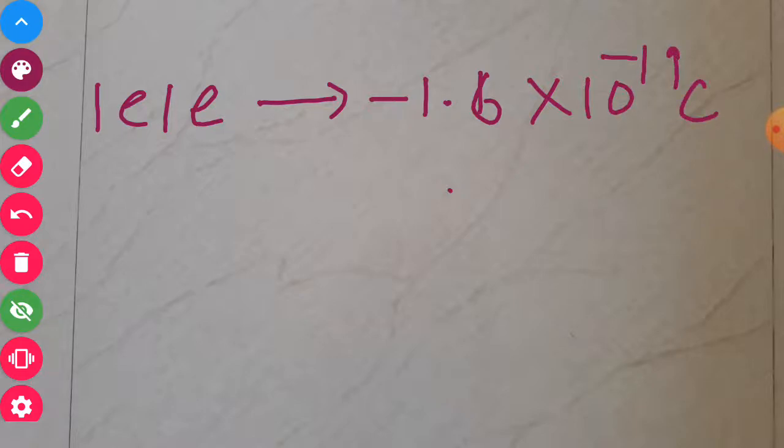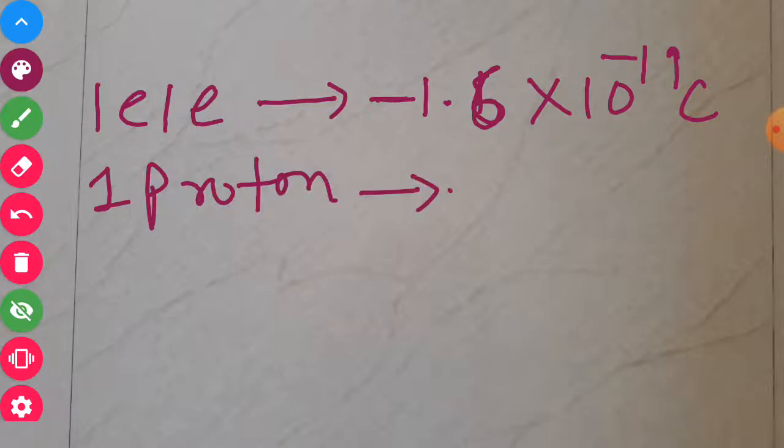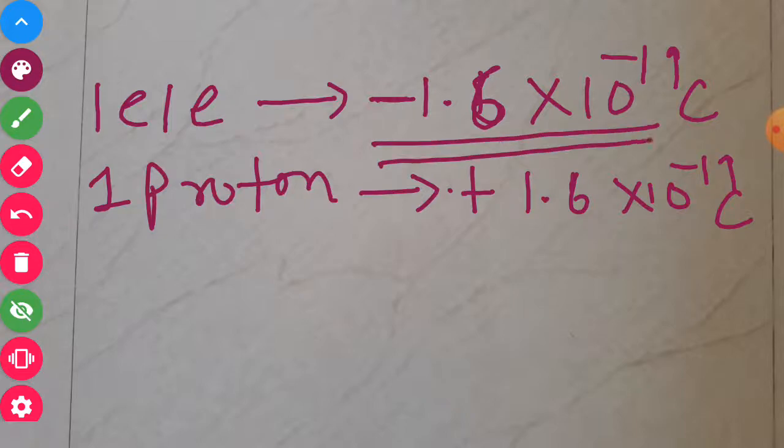This much amount of charge is associated with one electron. It is negative, so we have written minus. One proton is also having the same charge, but it is positive charge, 1.6 into 10 to the power minus 19 coulomb. So what is the charge of one electron? It is minus 1.6. What does minus show? Minus shows the nature of the charge. It is negative charge. That is why we have taken minus.